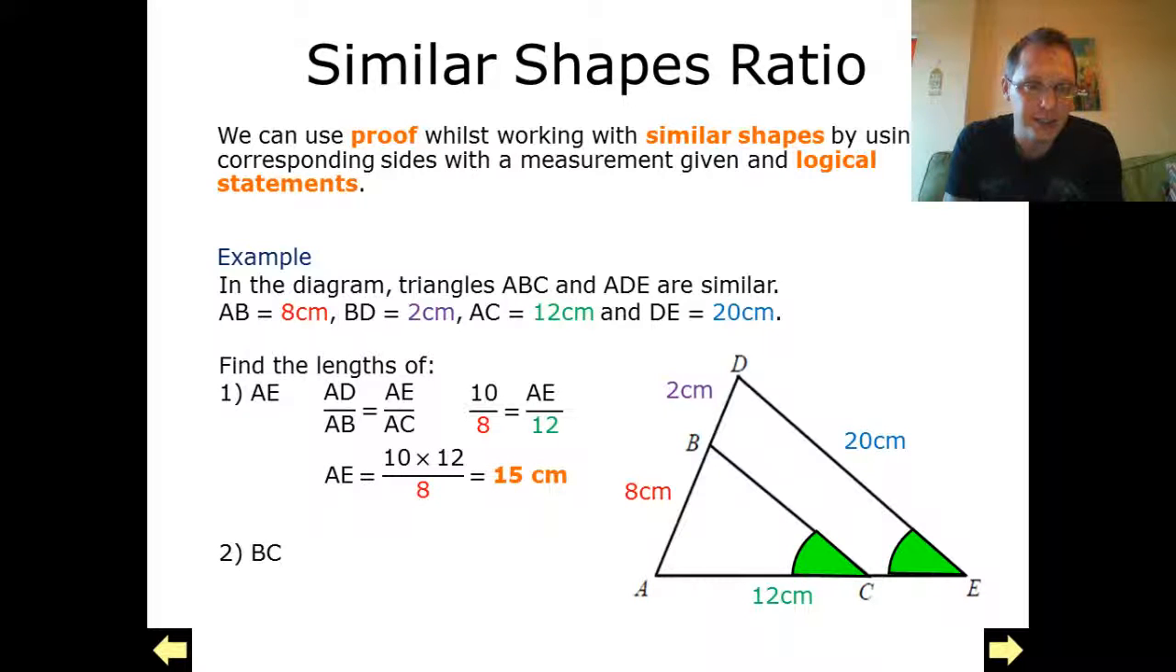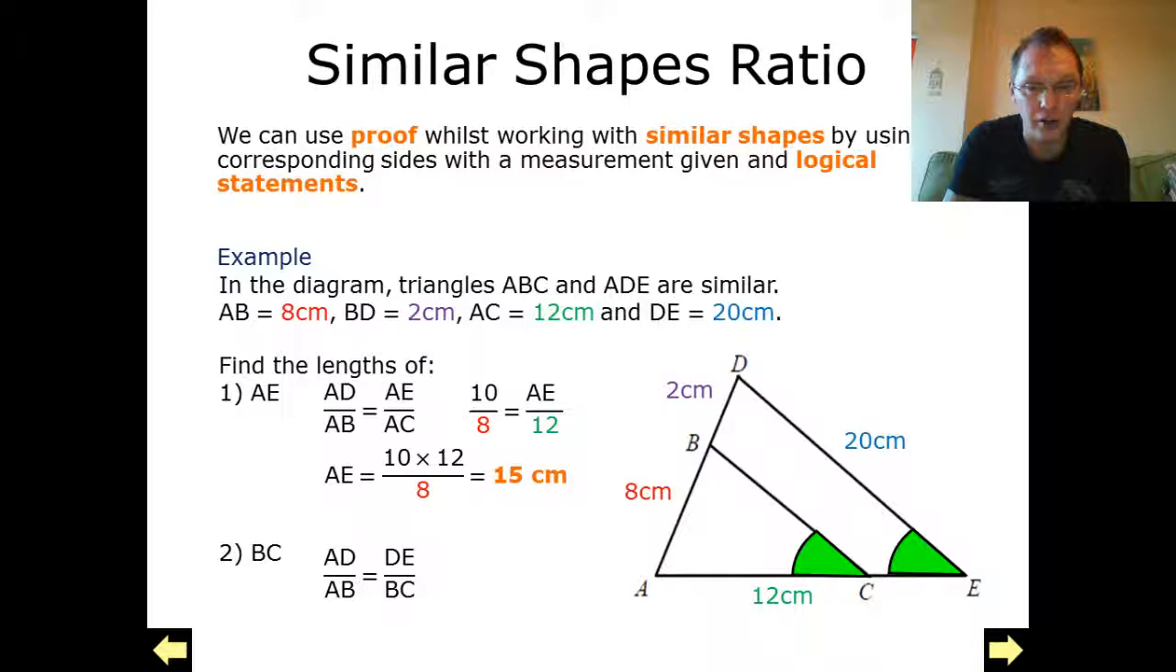Now rearranging this, taking my 12 from the right hand side to the left hand side, it's divided on this side, so it becomes a multiply on this side, and then dividing it by 8, AE is going to equal 15 centimeters, which also means that the length of CE is going to be 3 centimeters. Now I'm going to use the ratios again to find out what BC equals.